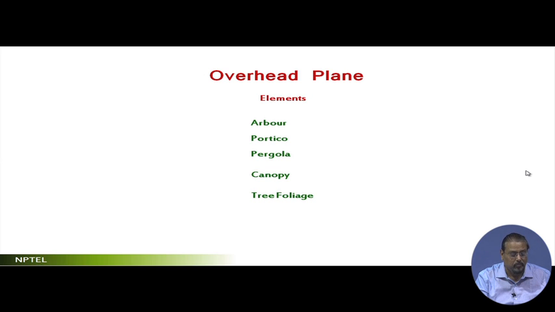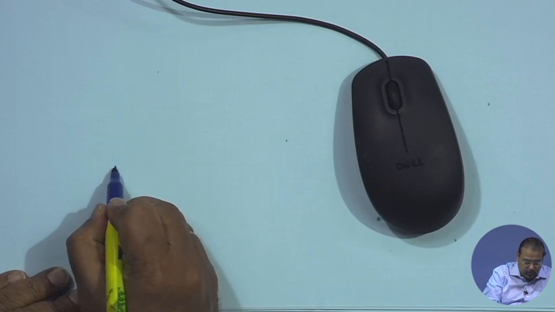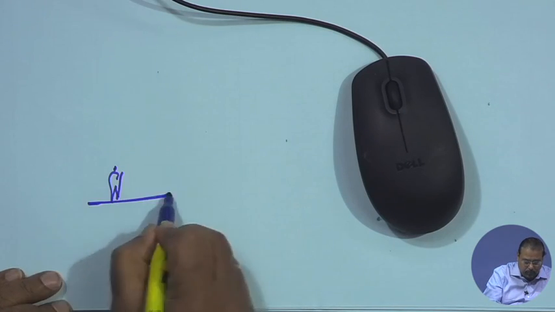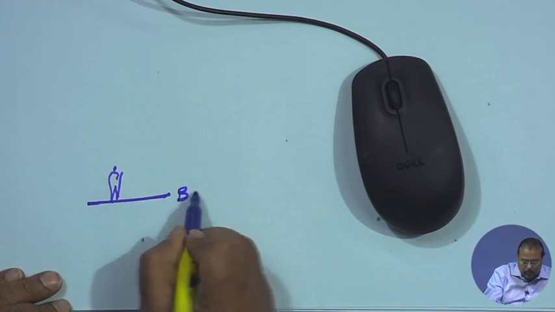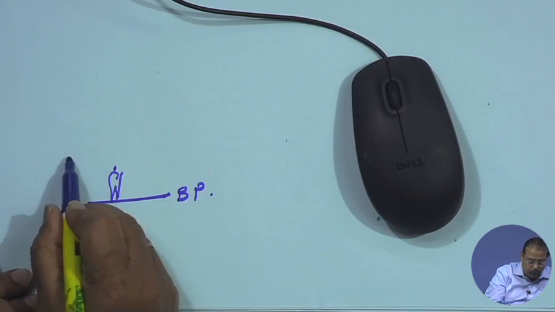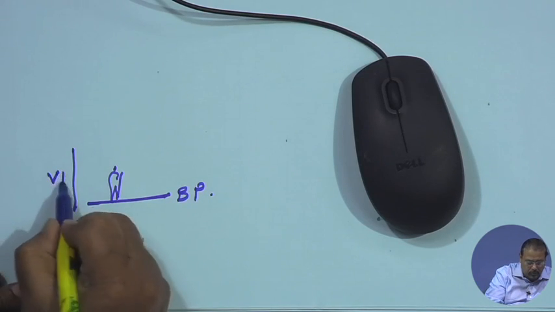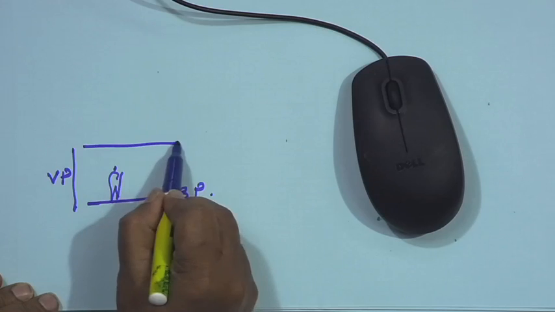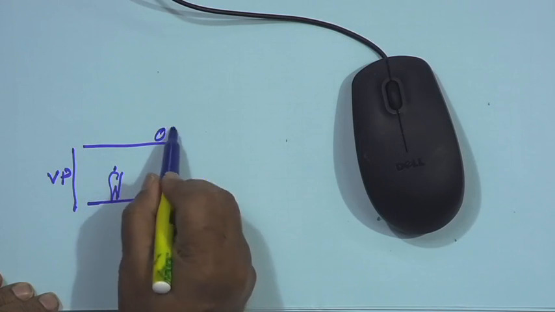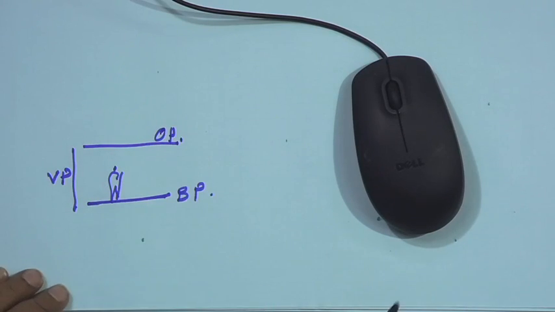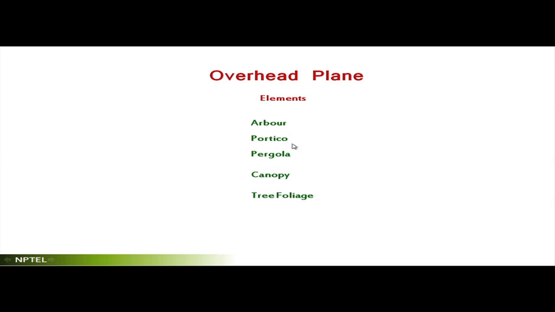Let us go to this. Basically, what are overt planes? Something which is above your head. If you are standing here, as I demonstrated earlier, I am just reiterating it, this particular line is the base plane, BP. Anything that you are seeing on this is basically the vertical plane. Anything above you is the overt plane. So, examples that I have listed here: arbor, portico, pergola, canopy, tree foliage.